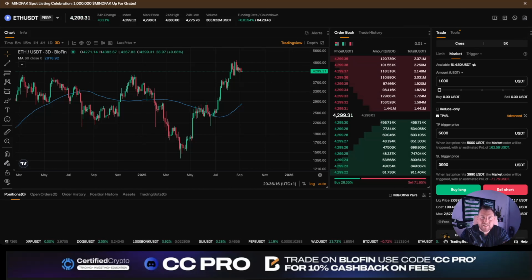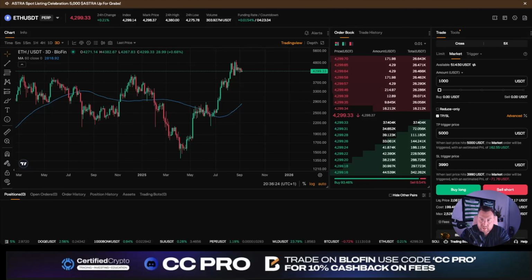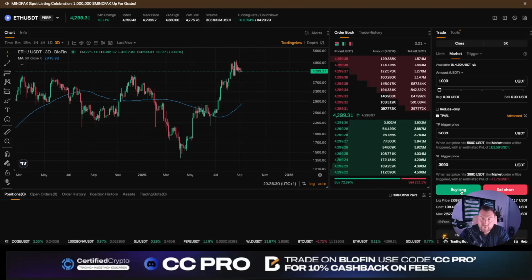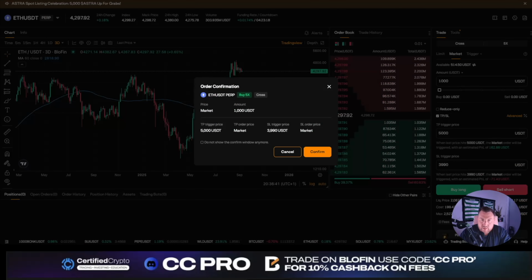That's a pretty safe trade in my book, and we could probably increase it and increase our risk a little bit. But for this example, we're just going to stick with this. Okay, so now we place the long. As you can see, buy long and sell short are next to each other. When you buy long, you're betting the price is going to go up. If you sell short, you're betting the price is going to go down. So we select buy long.